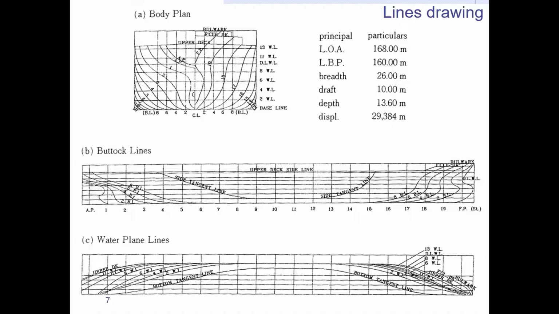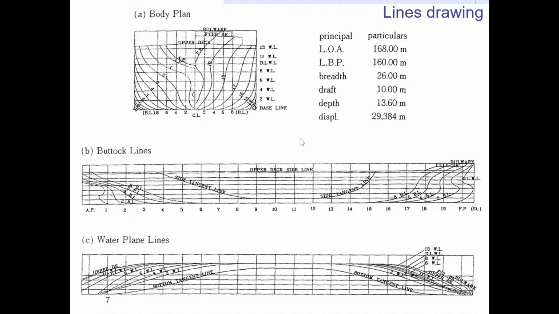Breadth, the breadth of the ship is here. You can see from the body plan, 26 meters. And draft means submerged depth, right? From the body plan, you can see that there is a special line called the DL waterline. DL is the draft line waterline. So you can say this is a 10 meter draft depth from the top to the bottom.